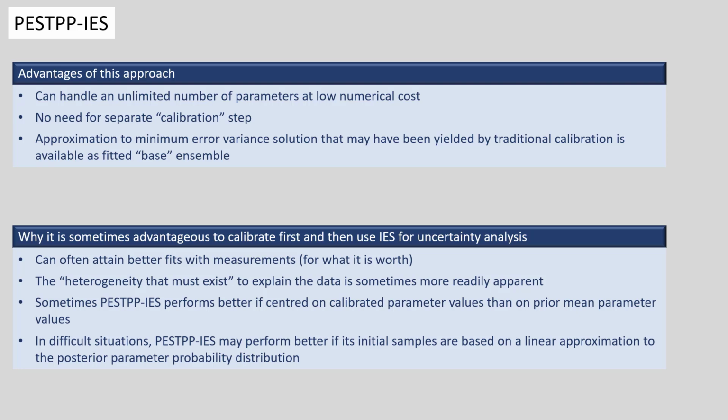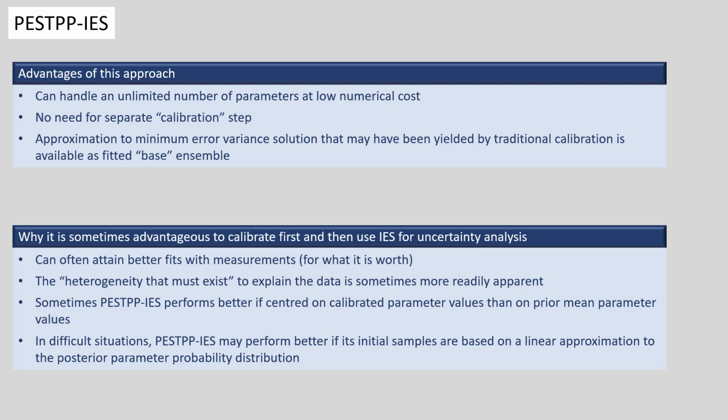It's not necessary that all of these initial parameter sets be completely random. In fact, it's often advantageous for one of them to be comprised of the prior parameter means. This realization is referred to as the base realization in PEST++ IES, and the adjusted base realization is often a reasonably good approximation to the parameter field of minimum error variance, which we achieve through conventional calibration. Once samples of the posterior parameter probability distribution have been obtained, they can be used to make any prediction required of a model.